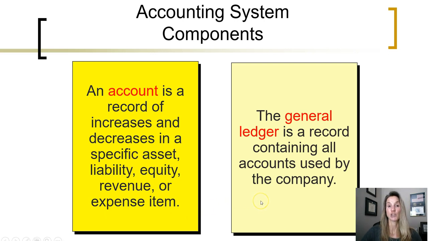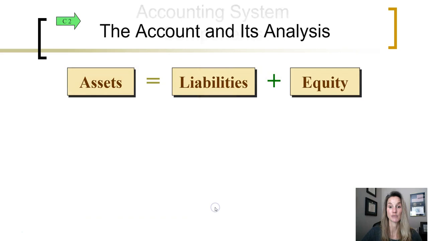The general ledger is a record that keeps track of all accounts, all asset records, all liability records, all equity, revenue, and expense records. Think of the general ledger as a filing cabinet, and it contains all of the accounts that a company uses to keep track of its assets, liabilities, and equity items.